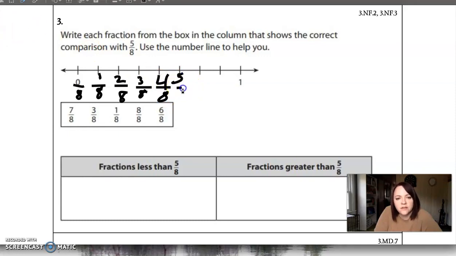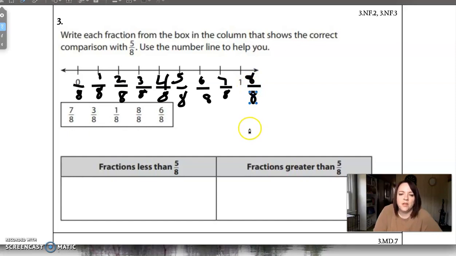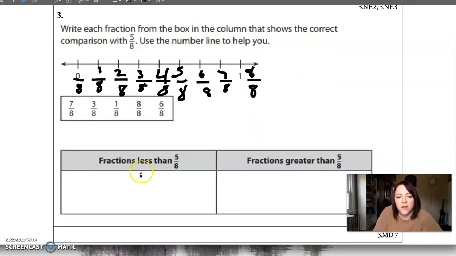5 eighths, 6 eighths, 7 eighths. And then our last one is 8 eighths, because 8 eighths equals 1 whole. So now that we have that labeled, they want us to identify what fractions are less than 5 eighths and which ones are greater than 5 eighths. So we have 5 eighths right here. I'm going to put a little circle on the line so we know that that's where it is.